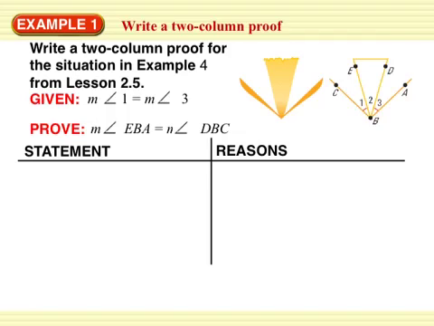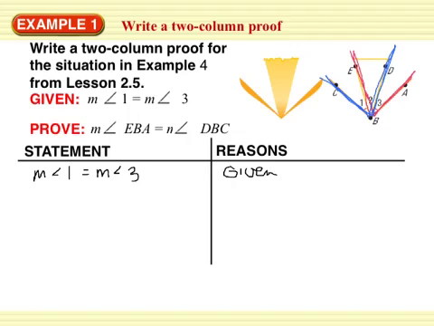Alright, writing a two-column proof for this situation in example 4. We did this example before from lesson 2.5. We are given the measure of angle 1 is equal to the measure of angle 3. That is given. And we're trying to prove the measure of angle EBA is equal to the measure of angle DBC. Okay, let's try to work through the steps.